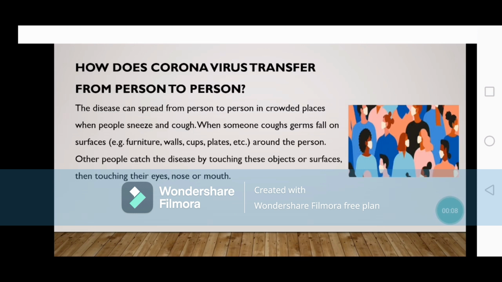How does coronavirus transfer from one person to another? The disease can spread from person to person in crowded places when people sneeze and cough. When someone coughs, germs fall on surfaces like furniture, walls, cups, plates, etc. around the person. Other people catch the disease by touching these objects or surfaces, then touching their eyes, nose, or mouth. In this way, coronavirus is transferred from one person to another through sneezes and coughs.